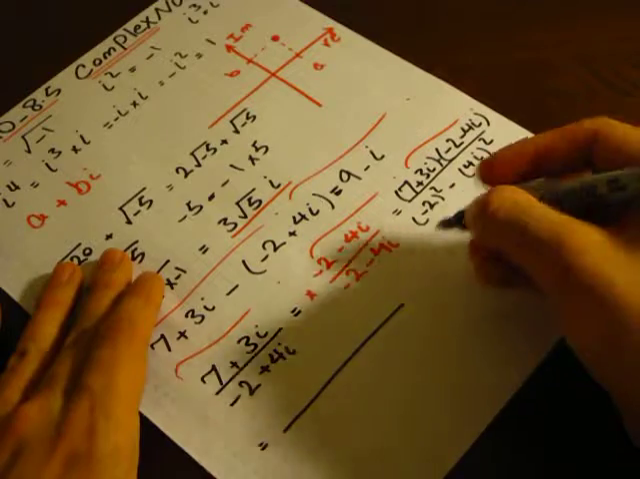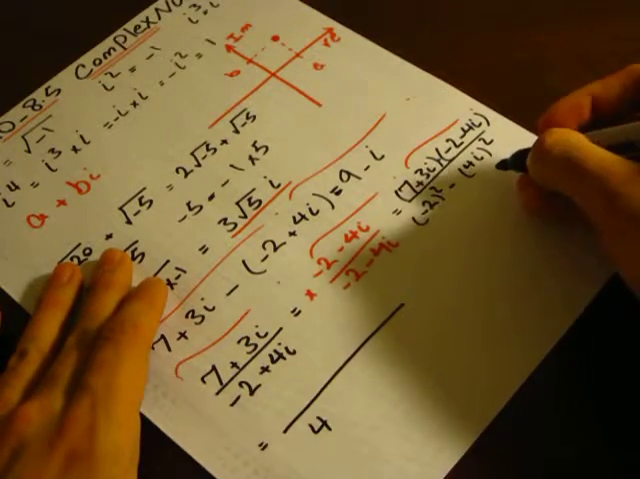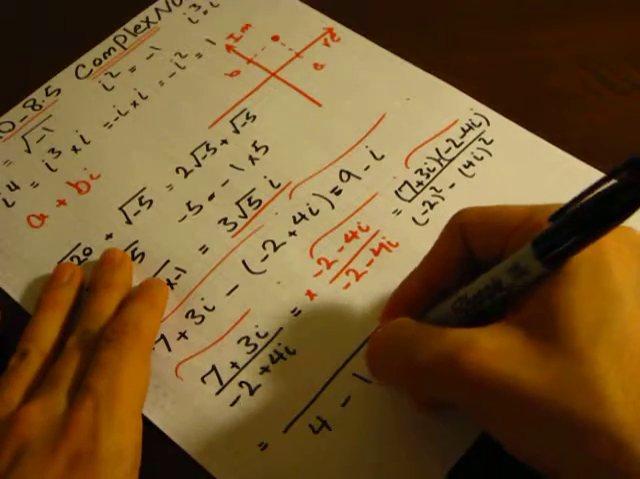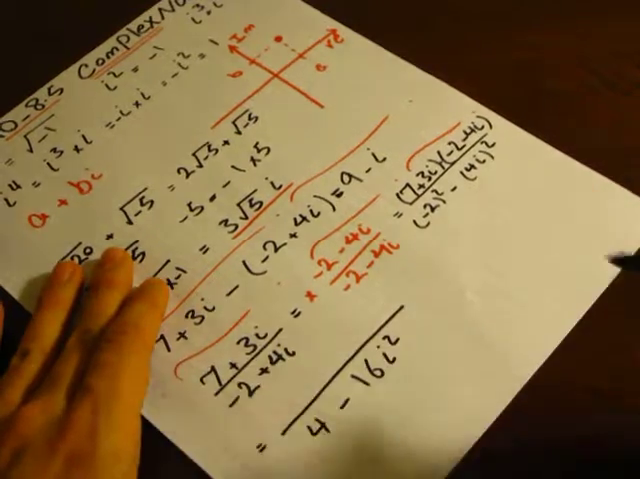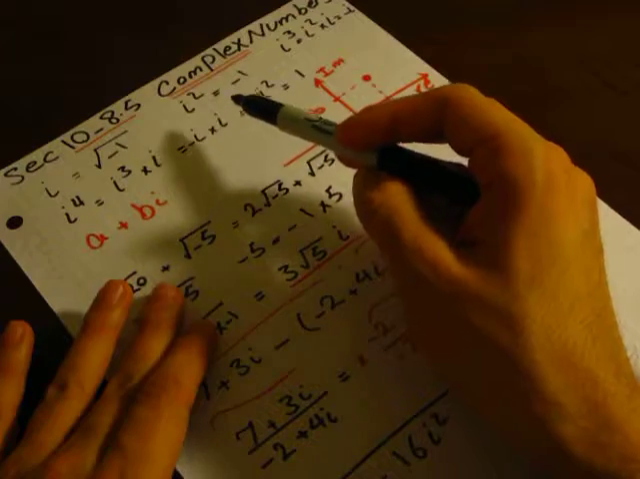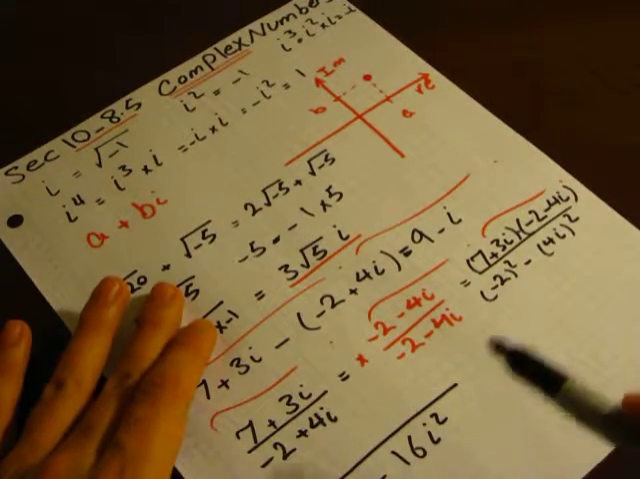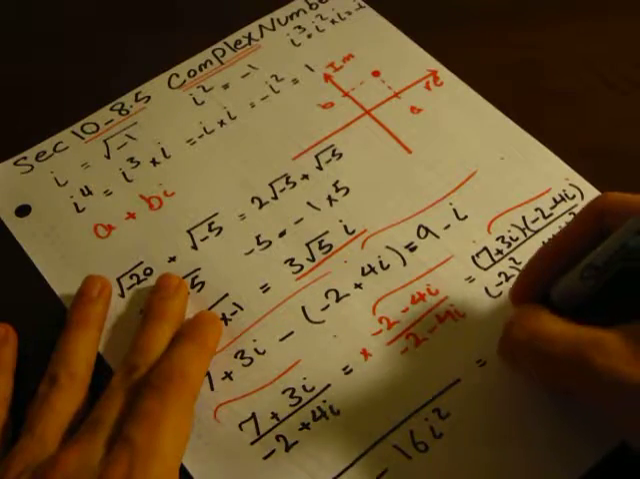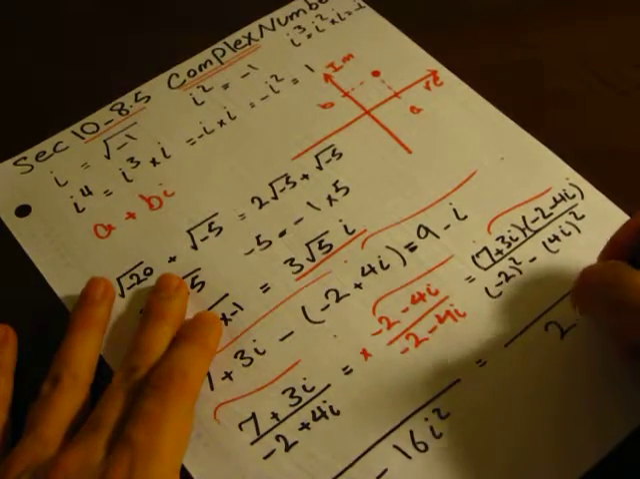I'm going to have 4 right here minus 16i squared. As you see, i squared equals negative 1. So negative 16 times negative 1 is going to be plus 16. So the denominator is going to be 20.